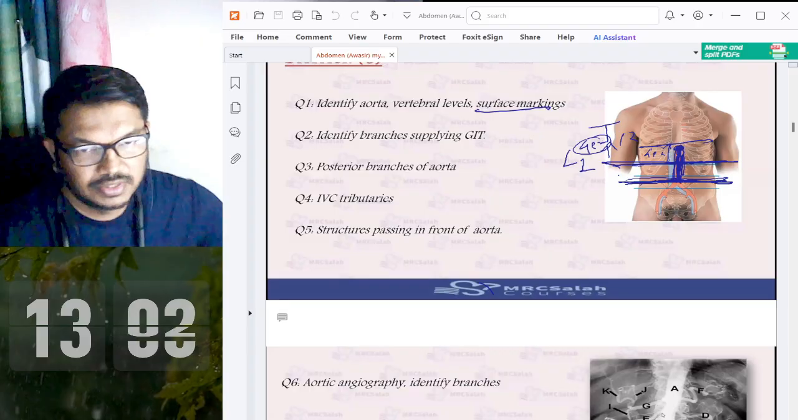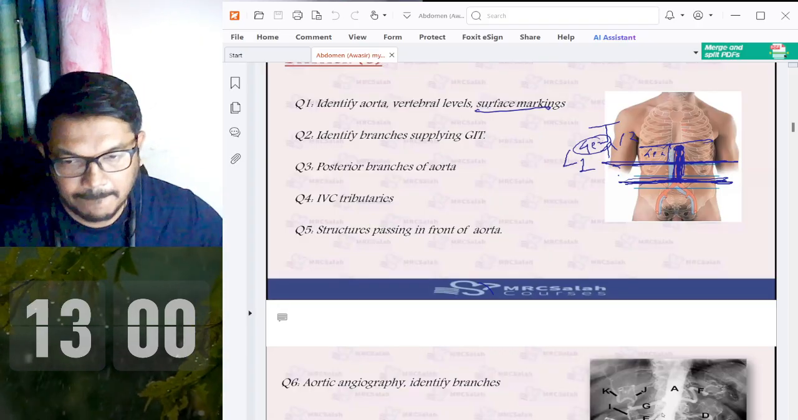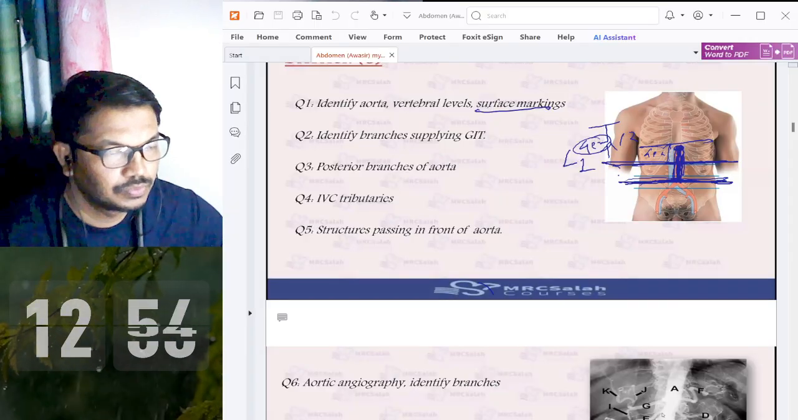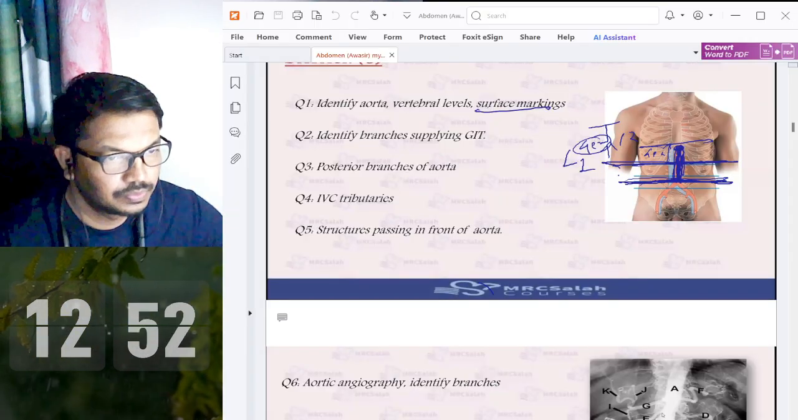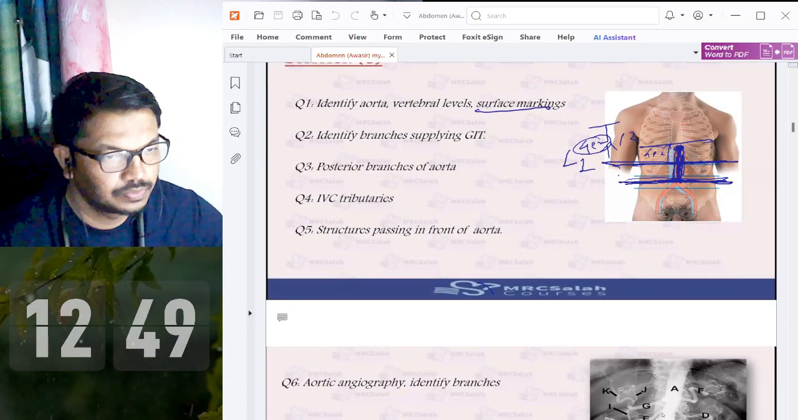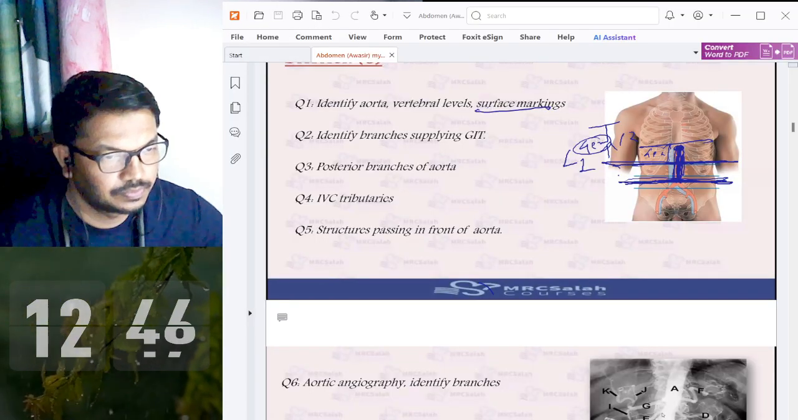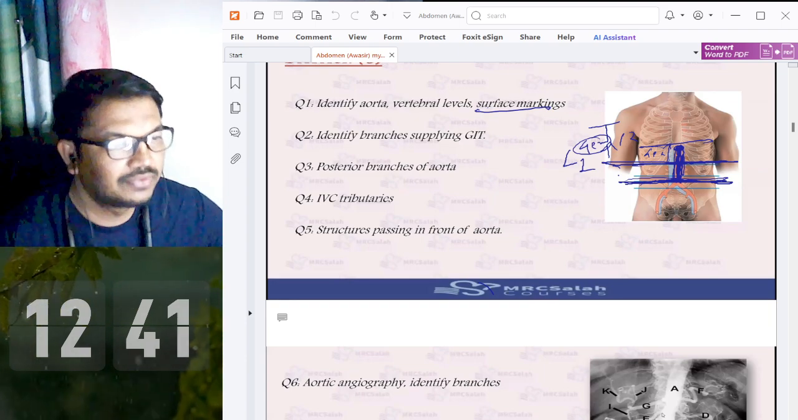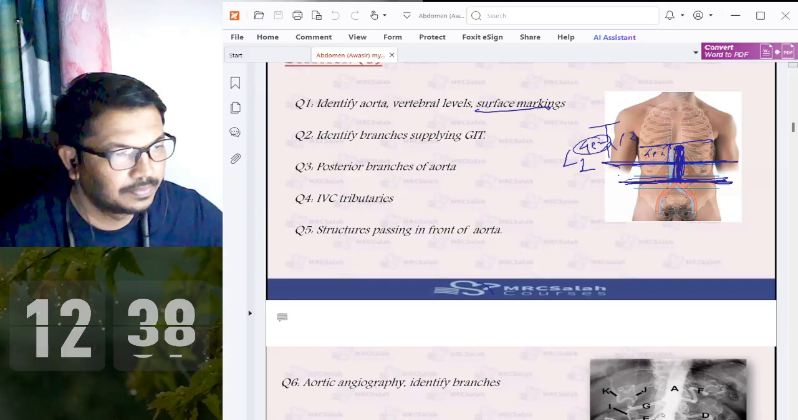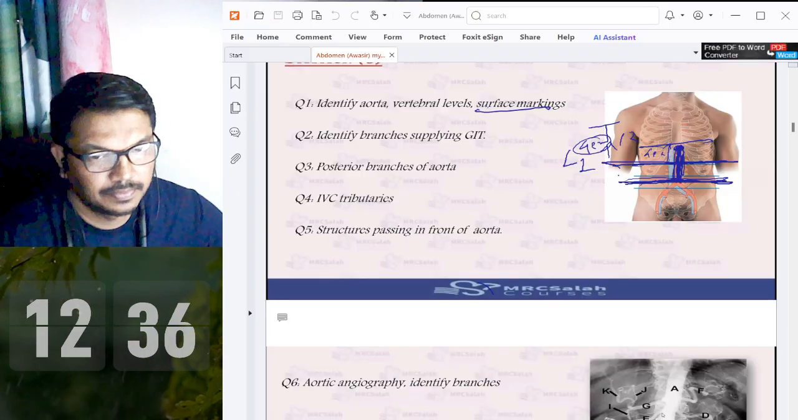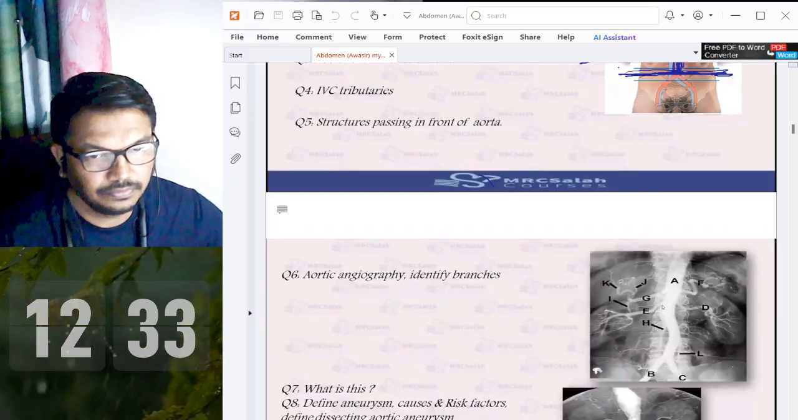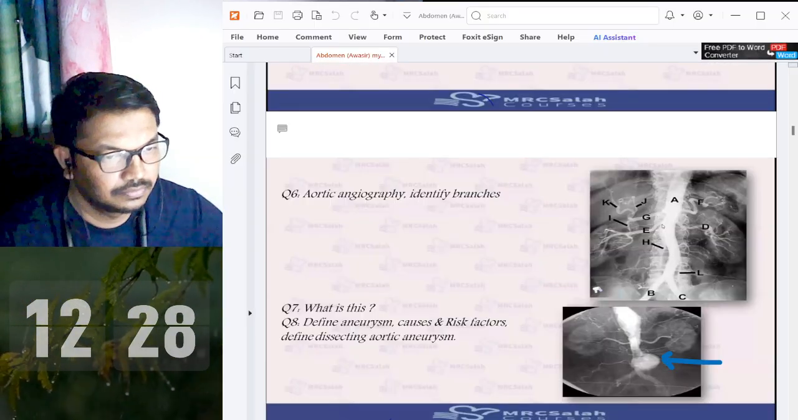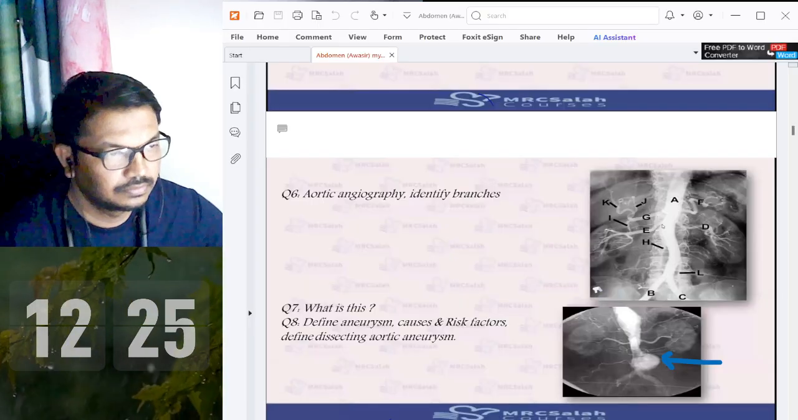Inferior vena cava tributaries. It's the common iliac vein, right gonadal vein, right suprarenal vein, renal vein, hepatic vein, inferior phrenic vein, lumbar vein. Okay. What are the structures passing in front of the aorta? The celiac trunk, superior mesenteric artery, left renal vein, splenic vein, body of the pancreas, third part of duodenum, and root of mesentery.